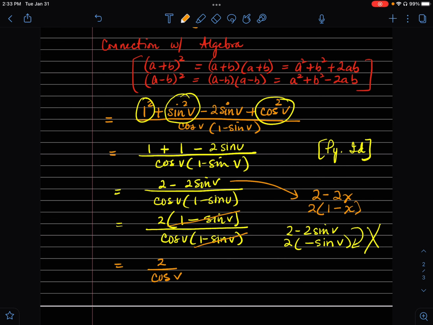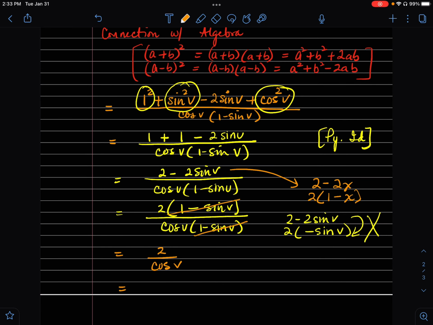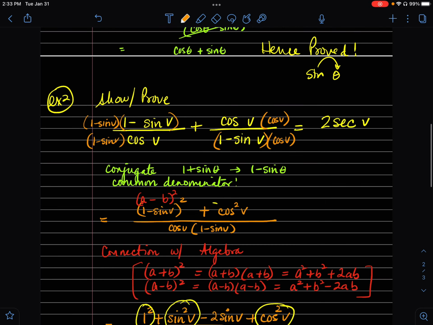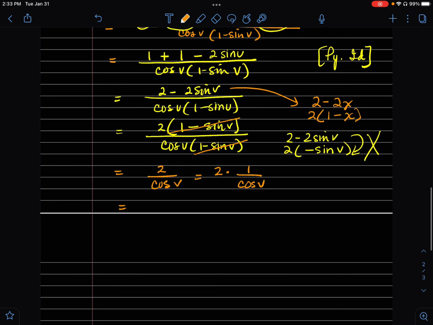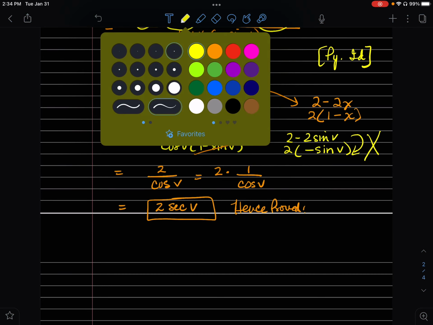That leaves me with 2 over cosine v, but then we all know that this can be rewritten as 2 times 1 over cosine v. Keep the destination in mind. I remember we had a secant, which is nothing but 2 times secant of v. Hence, we have proved it. That's the most satisfying thing, like I always say.